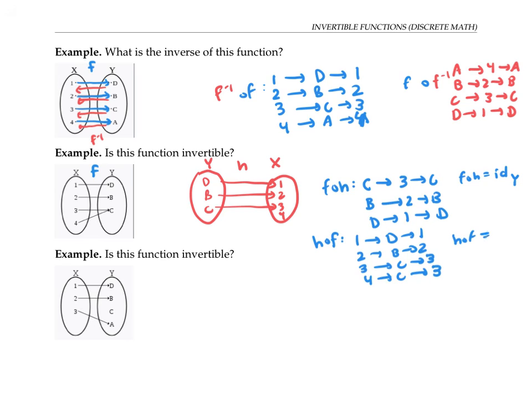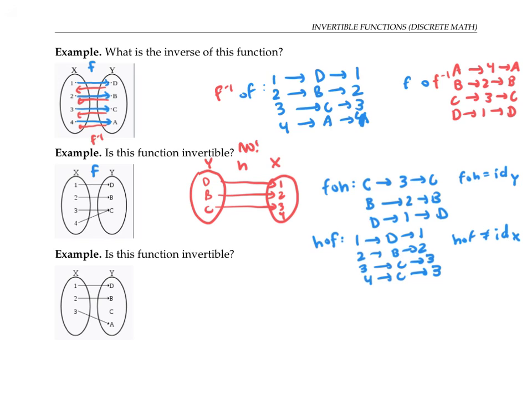H composed with F is not the identity of X, and therefore H and F are not inverses of each other. In fact, there's no way to build an inverse for F because we have to make a choice for what C goes back to. And if it goes back to 3, then 4's going to end up going back to 3 when I do this composition here. And if I choose C to go back to 4, then 3 will go to 4 when I do this composition. So the answer is no, no inverse.